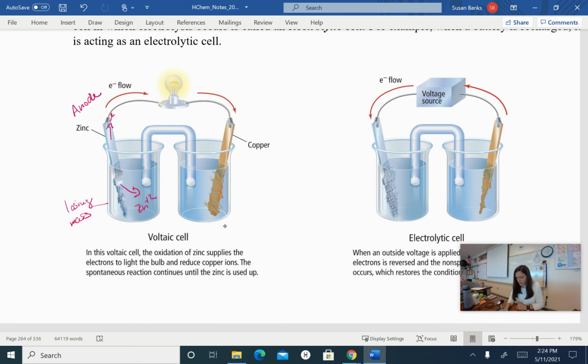And as the electrons travel down here, we have the electrons coming to the copper, and we have copper plus 2 in solution. As the electrons get near the copper plus 2, that plates onto this copper electrode, which is acting as the cathode because reduction is happening here. So this copper electrode is actually gaining mass.